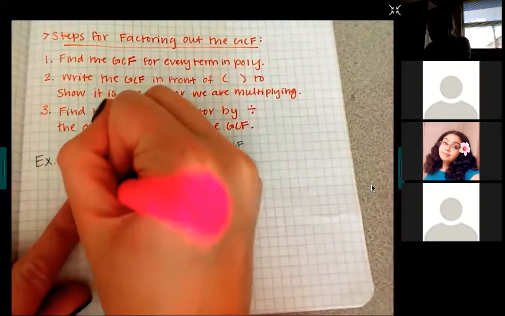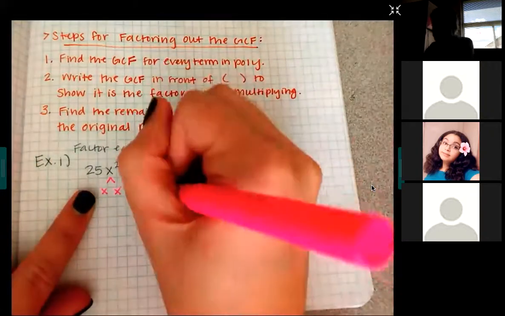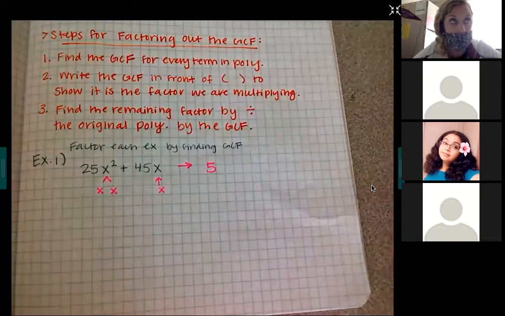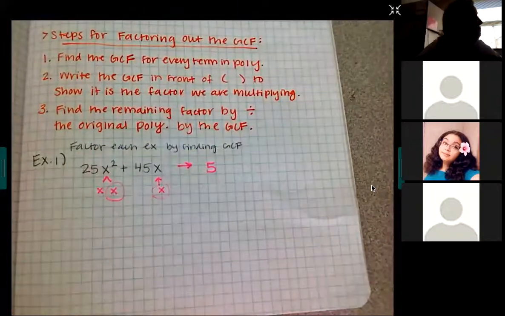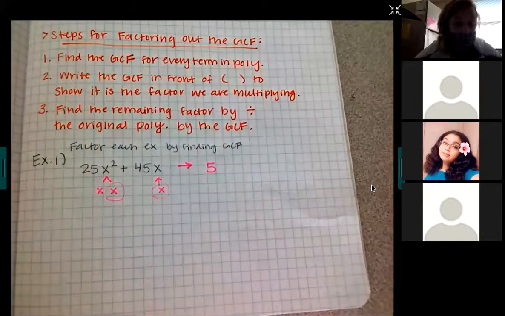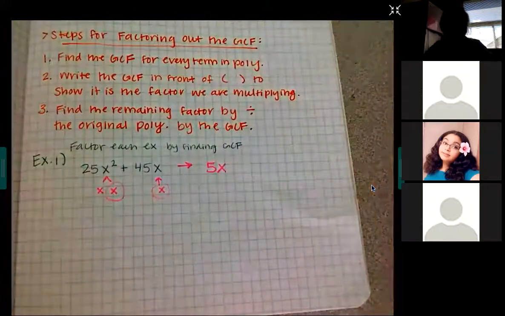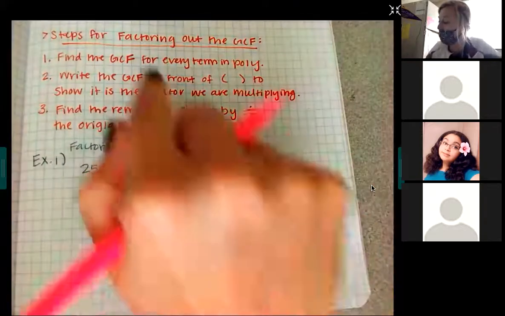2. Cam, make sure you're paying attention. How many X's do you have here? Just 1. How many do they have in common? Only 1, y'all. So how many X's can I put in my GCF? 1. That is your first factor. So look, does everybody see how we found the GCF?